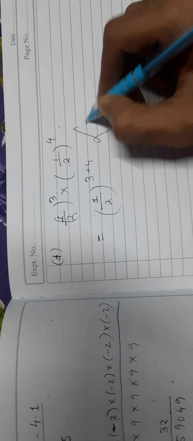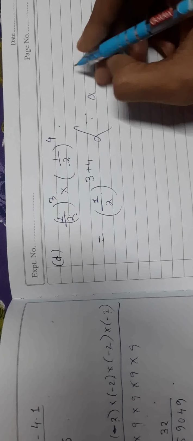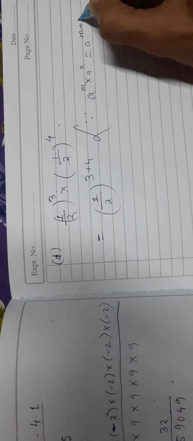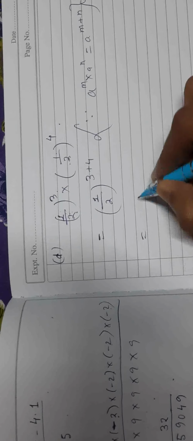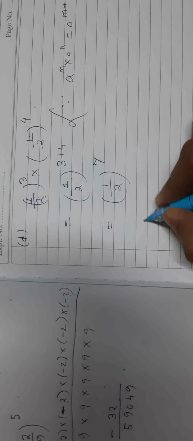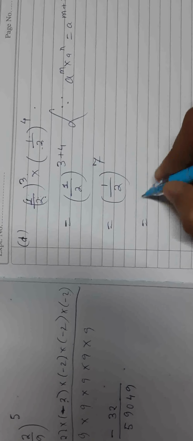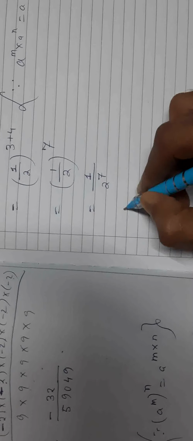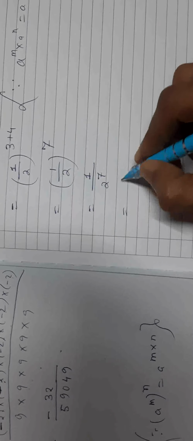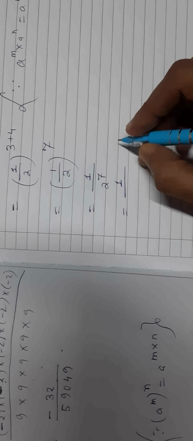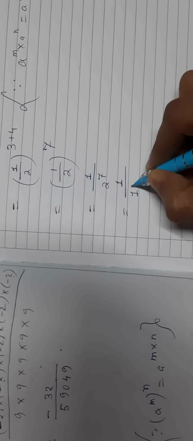And the reasoning part would be, since a^m into a^n is equal to a^(m+n). So that can be written as half to the power 3 plus 4, which means 7. So 1 to the power 7 is 1 only, so no point writing, and it is 2 to the power 7. So individually, (1/2) to the power 7, the value will be 1 by 128.